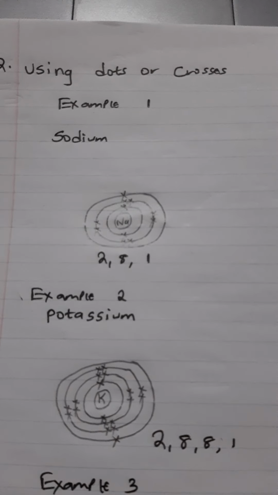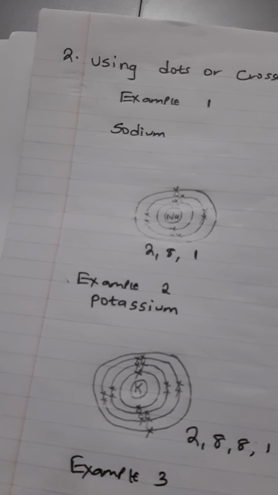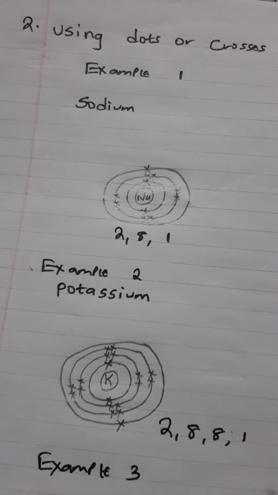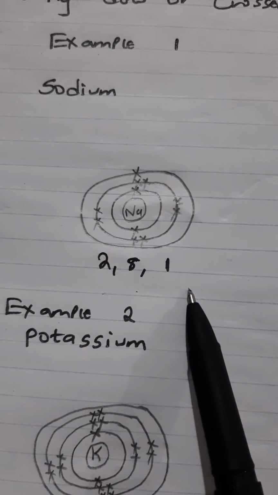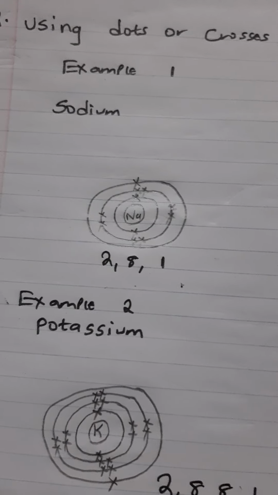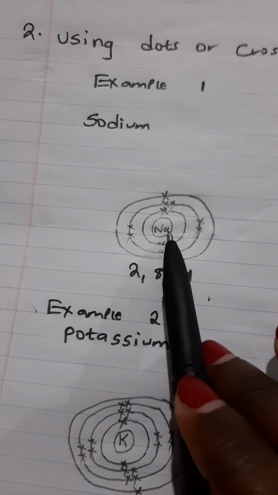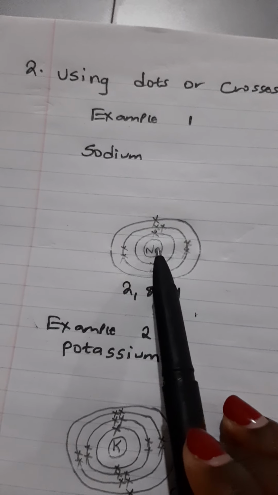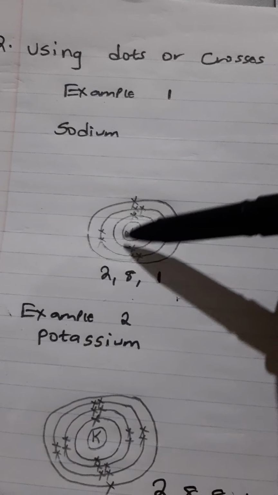So we can use dots or crosses. Let's use the same example, sodium. Remember we found out that the electron configuration for sodium will be 2, 8, 1 because it has 11 electrons. So using dots or crosses means you draw your atom. This is the atomic structure, and in the middle you have your nucleus. So this is my nucleus here.